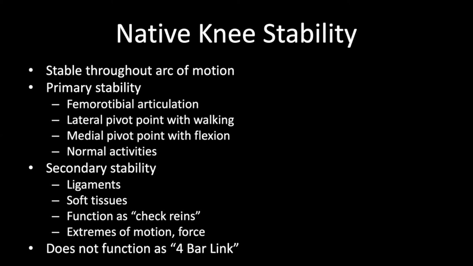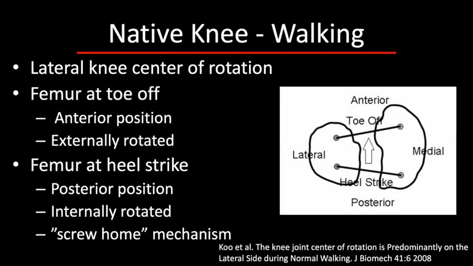This demonstrates that the knee does not, in fact, function as a four-bar link. Koo and co-workers conducted a study looking at the kinematics of walking, and this demonstrates that the knee has a lateral knee center of rotation. The image seen here shows a superior view down upon a tibial plateau, and the femur at toe off is in an anterior position and is externally rotated. As you go through the gait cycle, the femur at heel strike moves into a posterior and internally rotated position with the leg in full extension, previously described as the screw home mechanism. And so when we look at this diagrammatically, the center of rotation is found to be in a position outside the knee laterally.